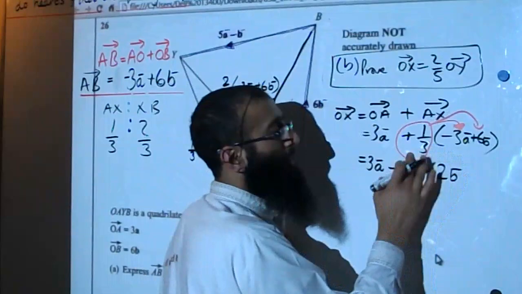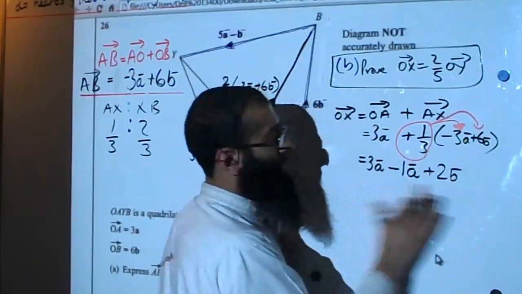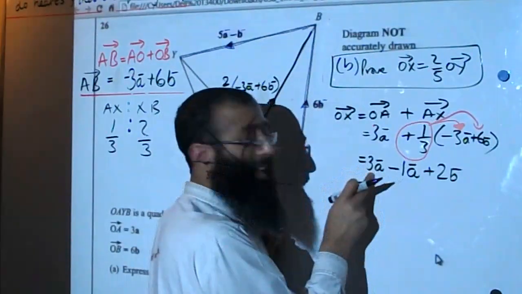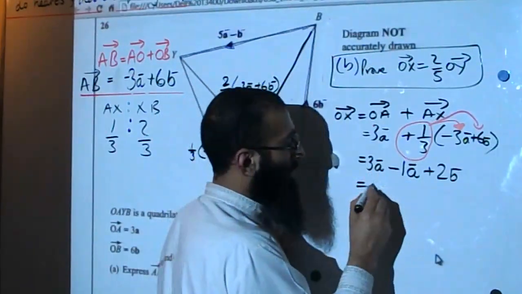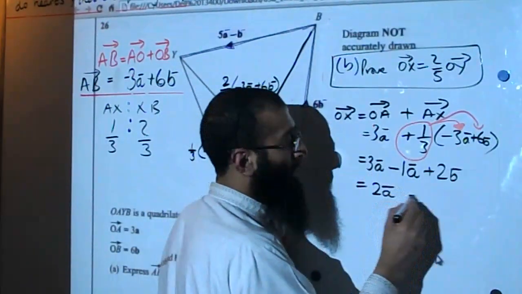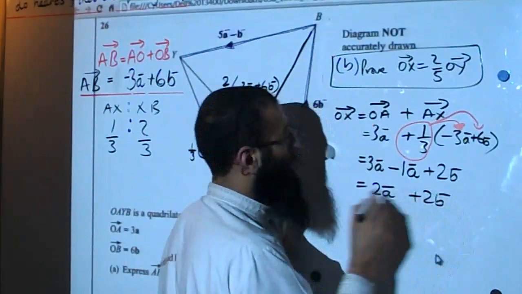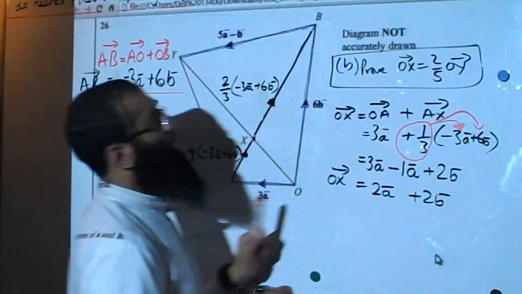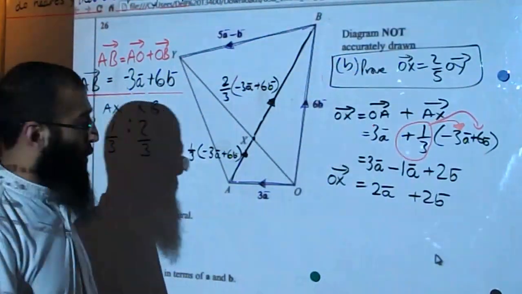So we have now successfully multiplied the brackets, gives us this. Let's now simplify it. I have 3a minus 1a, that'll give you 2a plus 2b. And that is what O to x is. Okay, so we worked out O to x. Now we need to work out O to y.